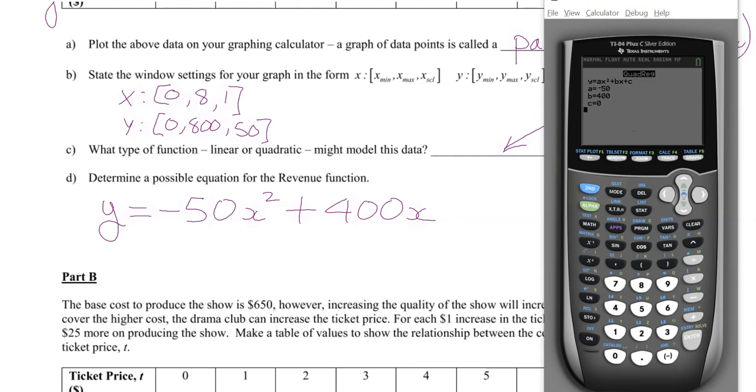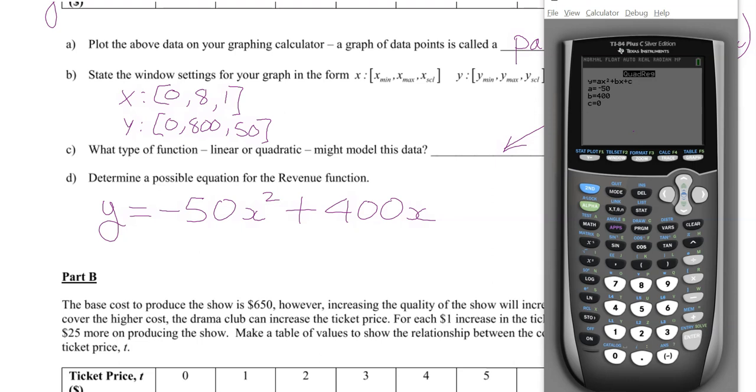So what I don't want to see is this. I don't want you to give me a screen dump. In other words, do not write down y equals ax squared plus bx plus c. A is negative 50, b is 400. You do that, you get 0 marks. Okay, you get 0 marks in class, you get 0 marks on the diploma. So the idea is you must write out the actual function.